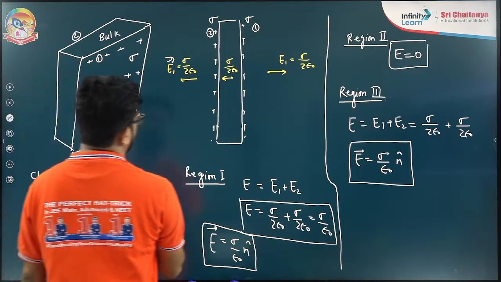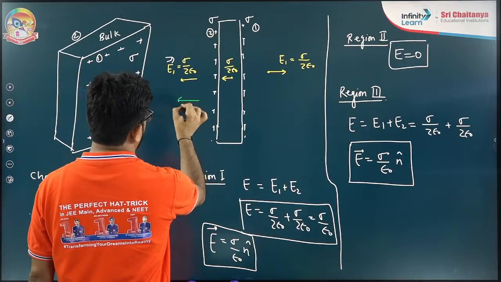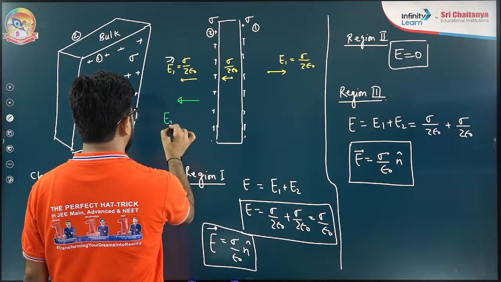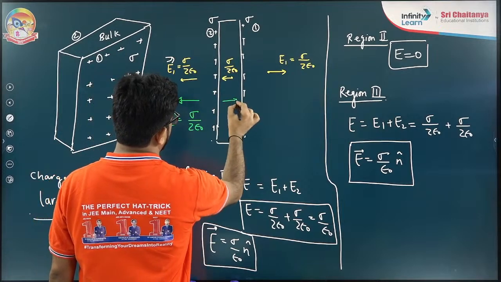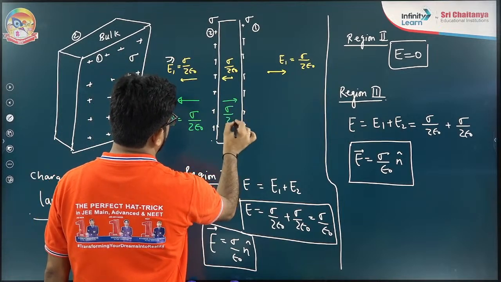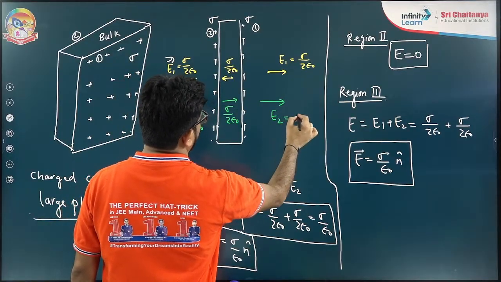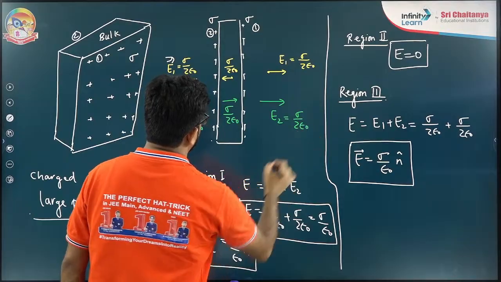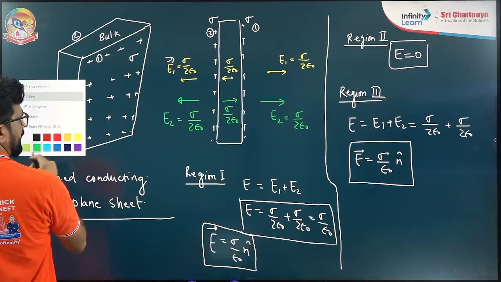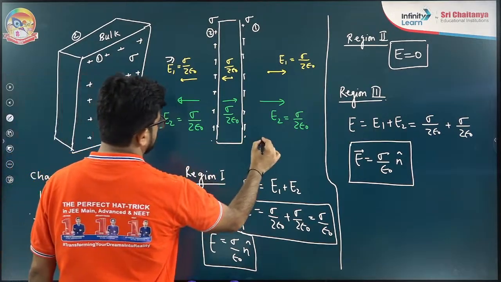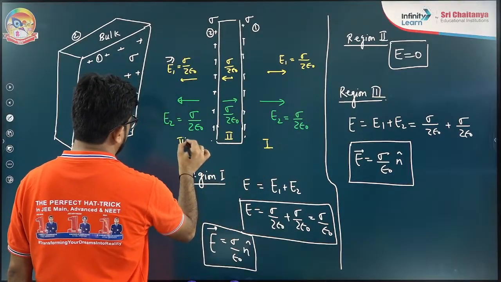Better, I am taking green. Green is visible now. You can check it. This is the outward direction. This is E2, that is equal to sigma by 2 epsilon naught. Here also E2 is sigma by 2 epsilon naught. Here also E2 is equal to sigma by 2 epsilon naught. We are writing it, and I am taking another color again. This is region 1, region 2, and this is region 3.